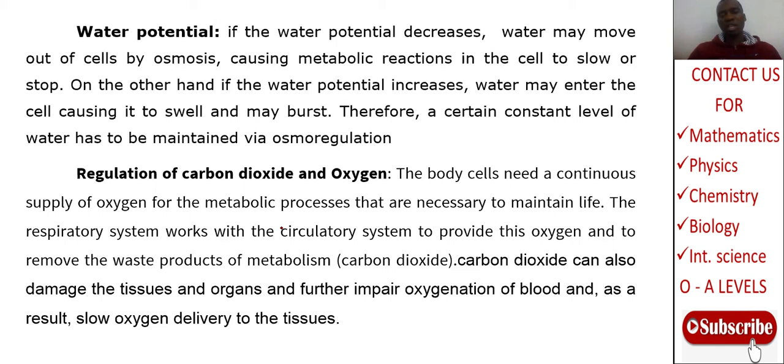Regulation of carbon dioxide and oxygen. The body cells need a constant supply of oxygen for metabolic processes that are necessary to maintain life. So the respiratory system works with the circulatory system to provide this oxygen and to remove the waste product of metabolism, which is carbon dioxide. Carbon dioxide can also damage the tissues and organs, further impairing oxygenation of blood, and as a result, slowing oxygen delivery to the tissues.